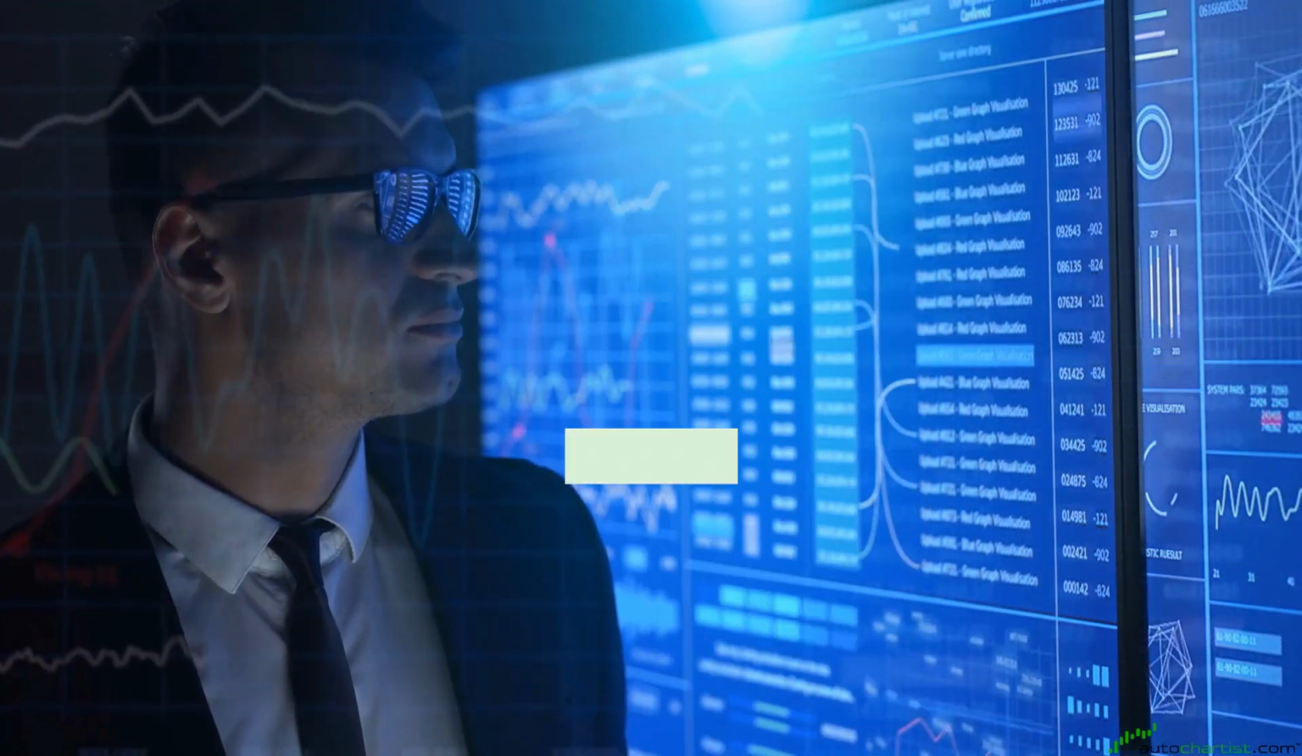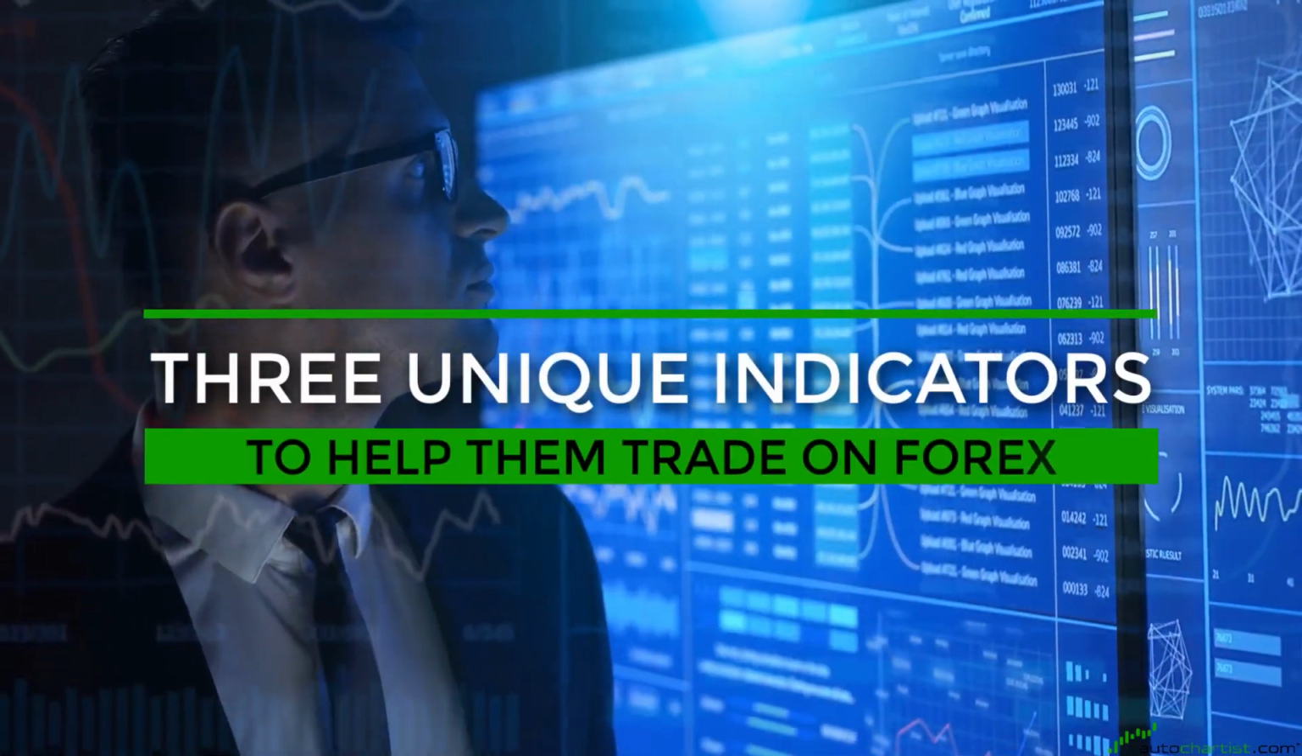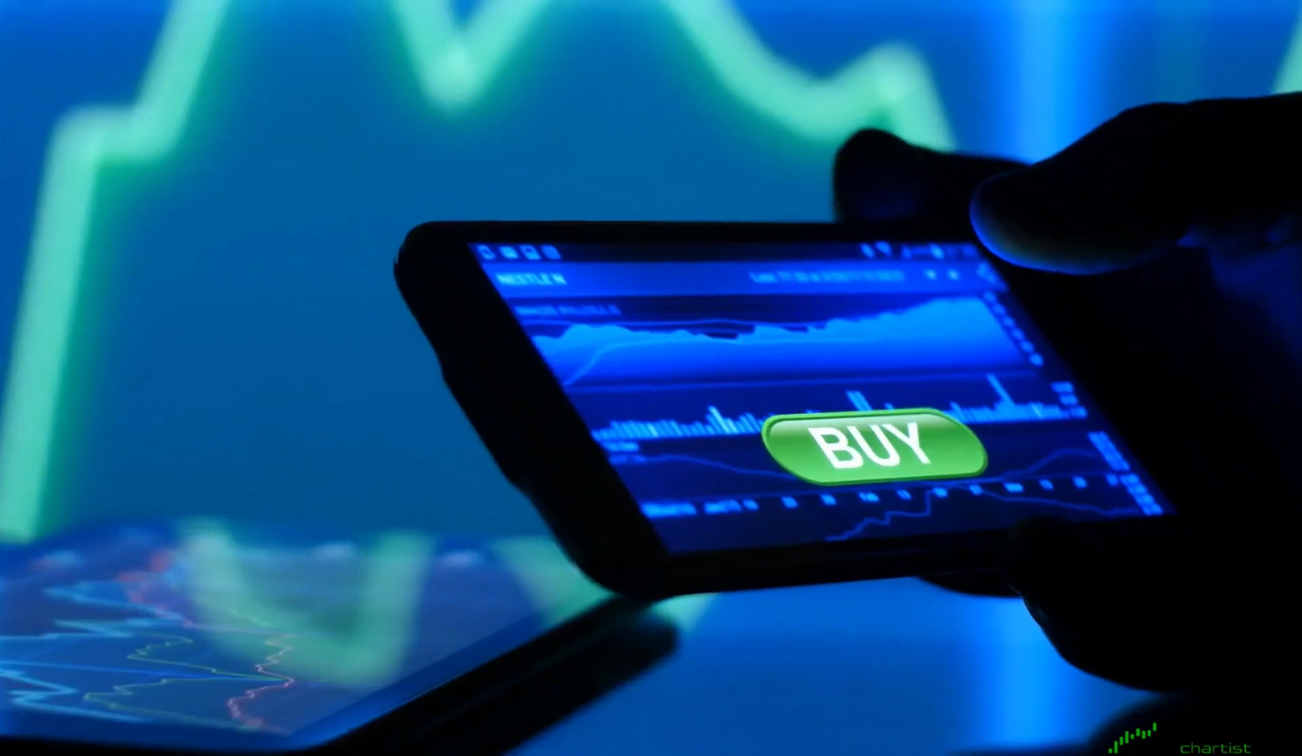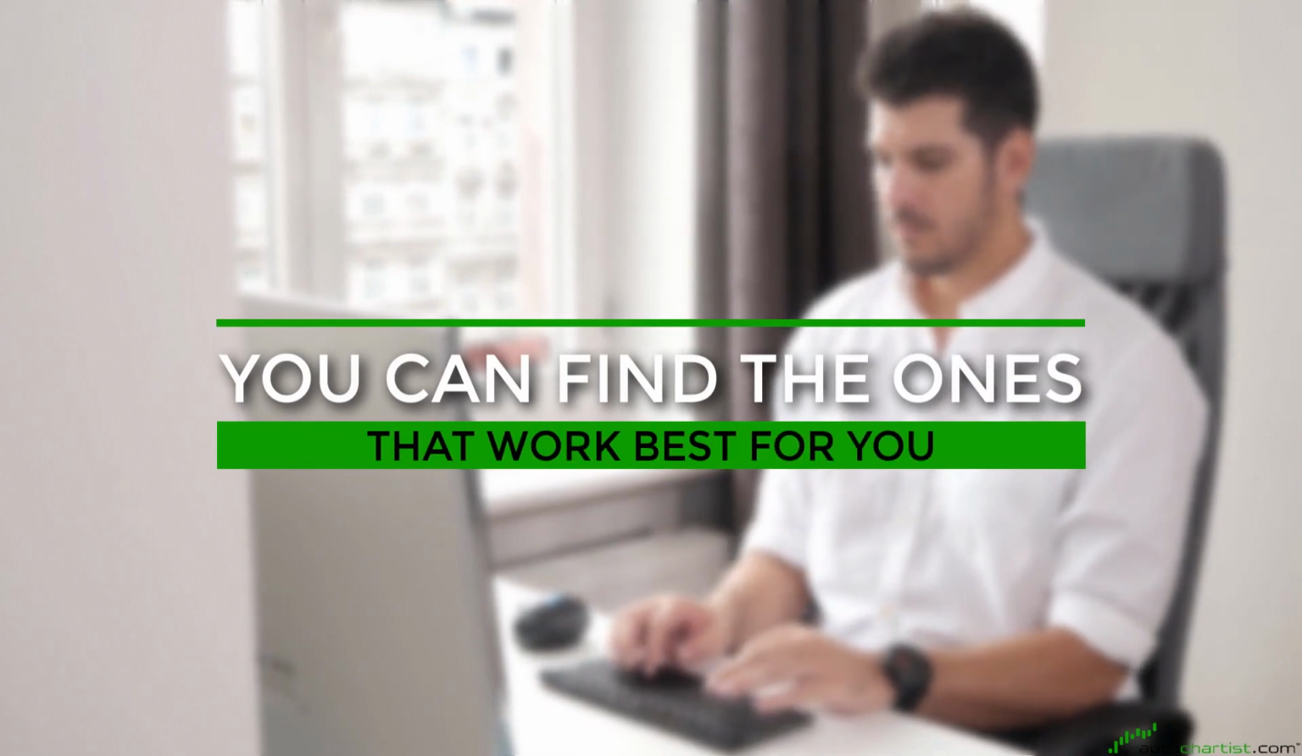The majority of traders use at least 3 unique indicators to help them trade on Forex. Only when all 3 indicators show them the same signal will they make their trade. It's best to give all the indicators a try so that you can find the ones that work best for you.